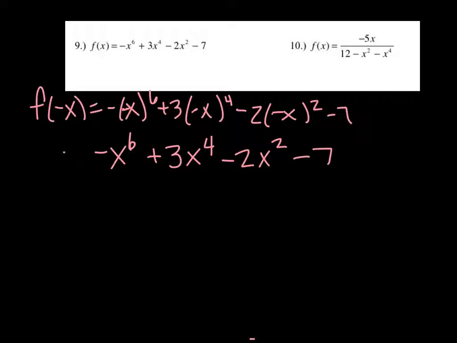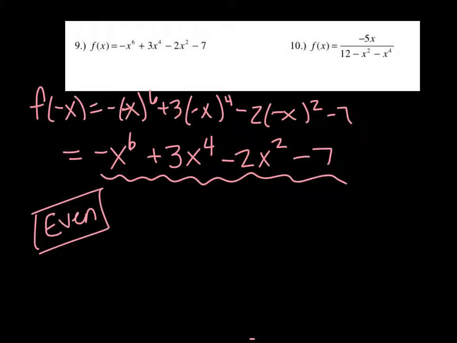So what we have here is our original function. Negative x to the 6th plus 3x to the 4th minus 2x squared minus 7. And again, you could graph it and check, is it symmetrical to the y-axis? But it will be, so this function is going to be even. So let's look at the last one, number 10.